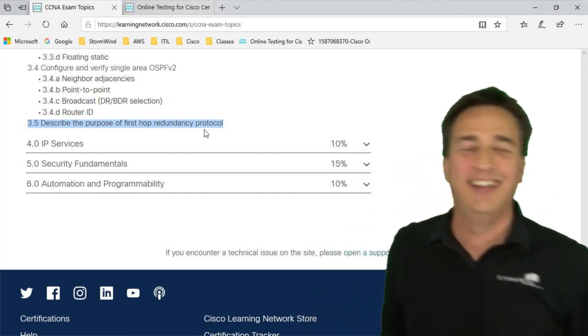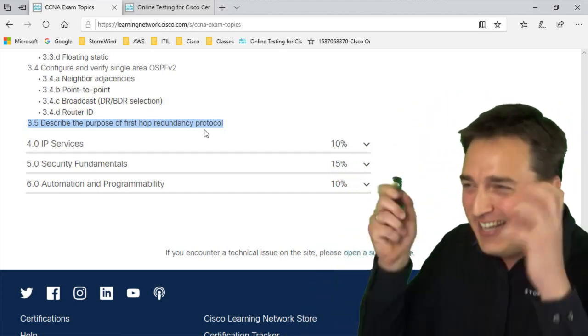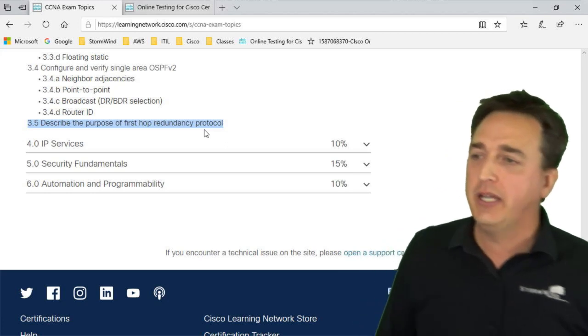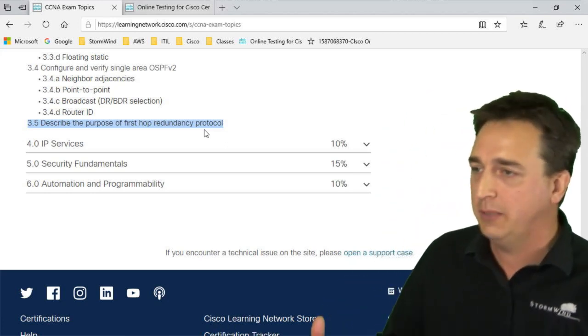Now we're going to move on to the next one. The reason why is because it says here, describe first hop redundancy protocols.